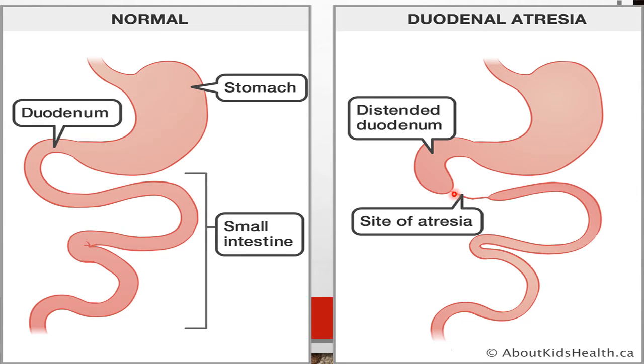The most common site of the duodenal atresia is the junction where the bile duct is opening. So that is the area of the hepatopancreatic ampulla, where the bile duct and pancreatic duct join together and open into the duodenum. So at that site, the most common duodenal atresia are reported.